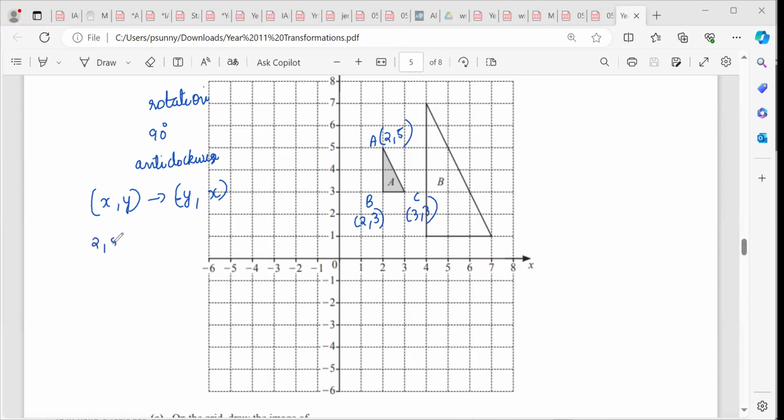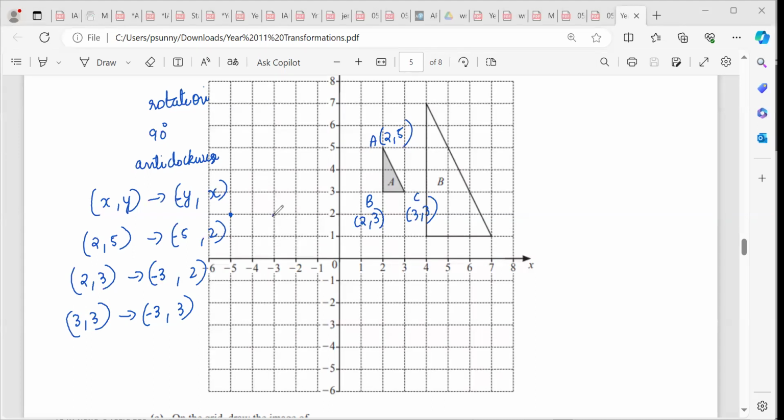So 2, 5, you swap it, it will become 5, 2, and change the sign of y. Minus 5, 2 will be our A dash. 2, 3, you swap it, it will become 3, 2, and change the sign of y. This is minus 3, 2. Similarly, 3, 3, you swap it, still we get 3, 3, change the sign of y: minus 3, 3. So we got the coordinates minus 5, 2. Minus 5, 2 will be somewhere over here. And then we have minus 3, 2 over here. And then minus 3, 3 will be here.